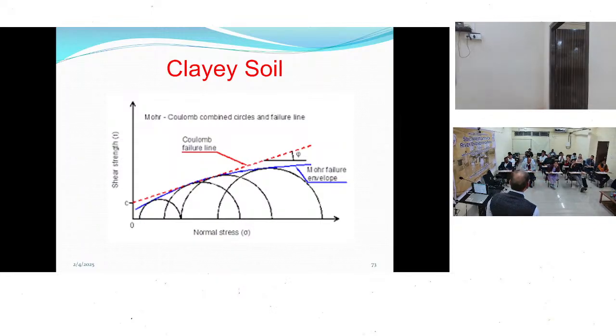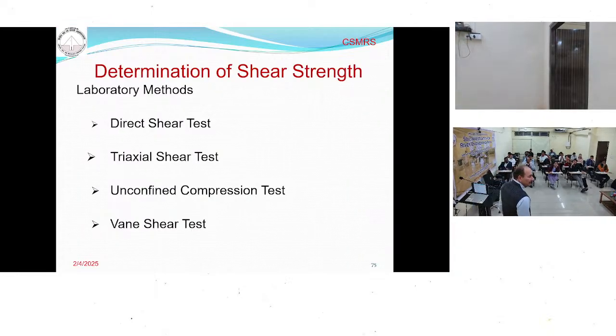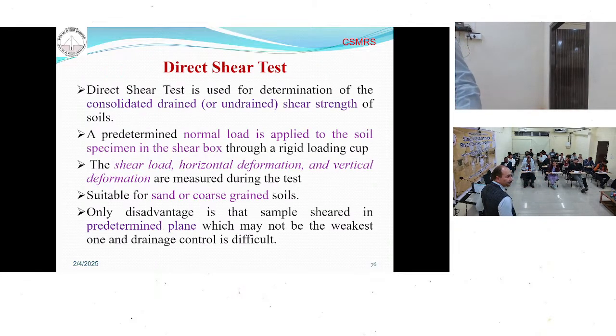So now the question: how do you determine the shear strength in the laboratory? These are different kinds of soil. In the laboratory, we determine the shear strength by the following methods: direct shear test, triaxial test, unconfined compression test, and vane shear test. Today we are talking about the direct shear test and the triaxial test. So what is the direct shear test?